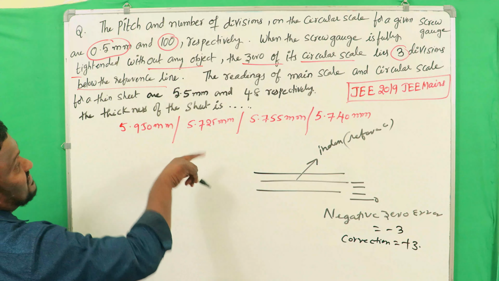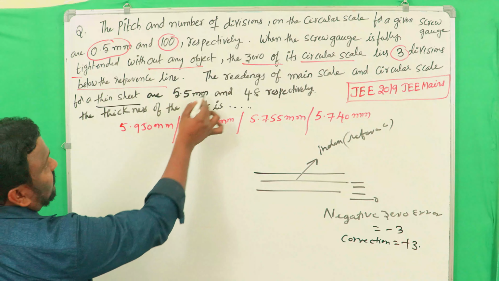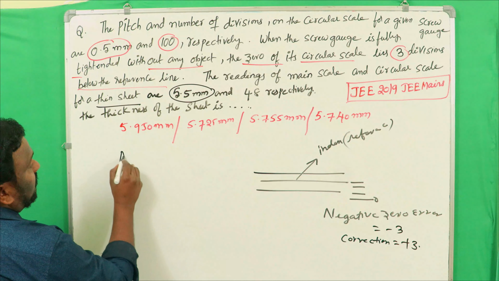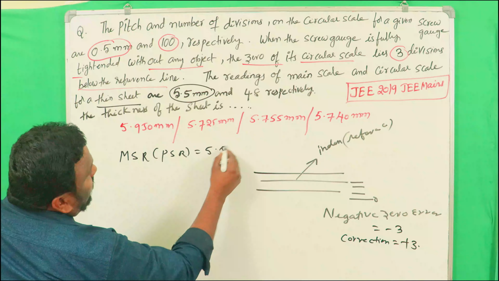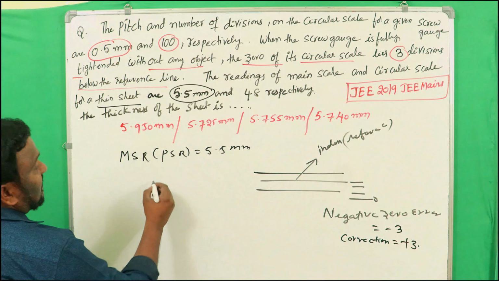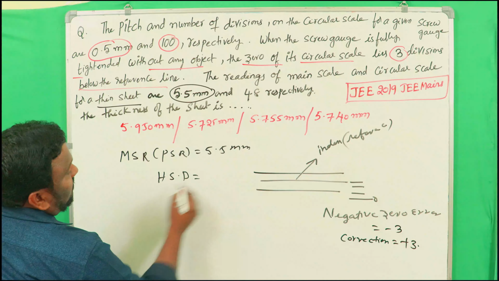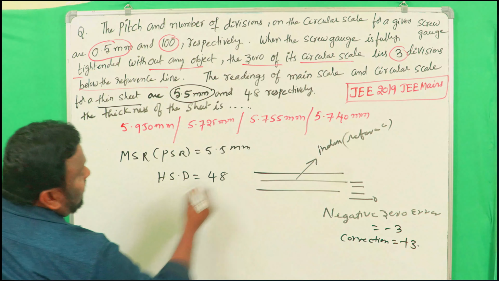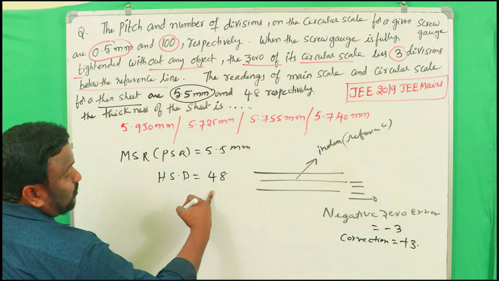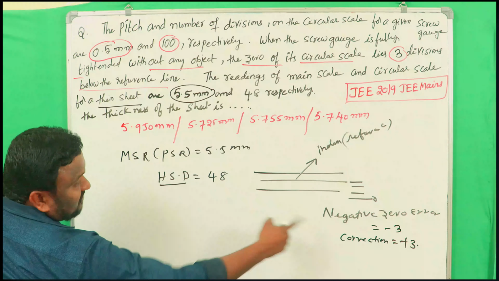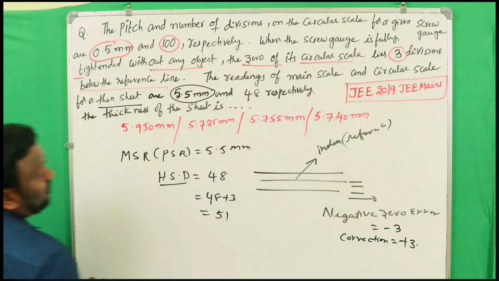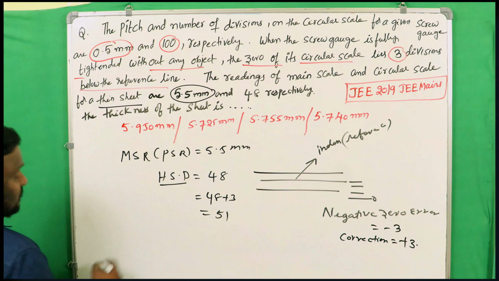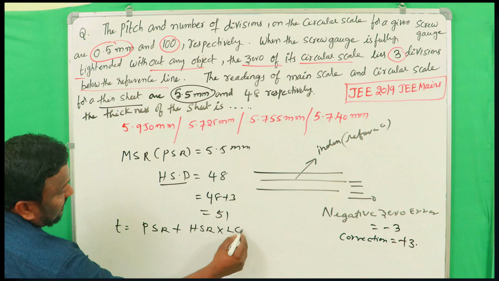And simply when the object is inserted, what is the object here? Thin sheet. Then main scale or pitch scale reading is what? 5.5 millimeters. And head scale divisions are how many? 48. Now we have to do the correction. How much error is there? -3. Then correction is 48 plus 3, that is 51. So now the formula for thickness is PSR plus HSR into LC.